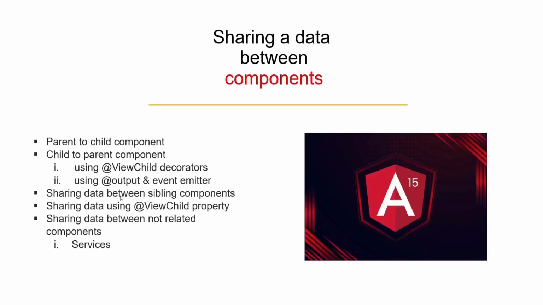Child to parent component data passing can happen in two ways. We can use the ViewChild decorator, and then we can also use an Output decorator along with the EventEmitter. So let's see both of them in action in our VS Code.